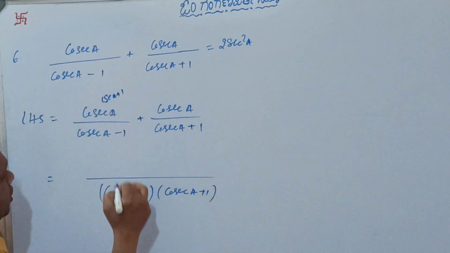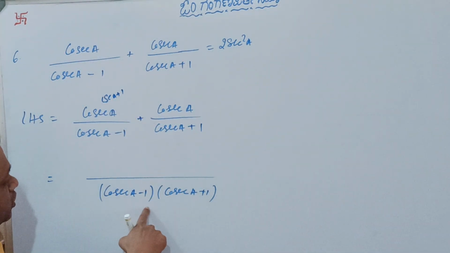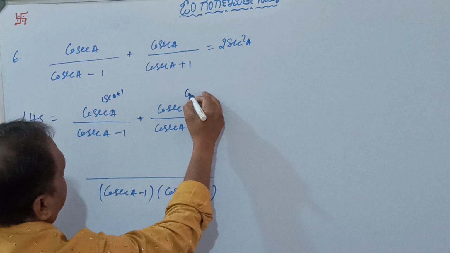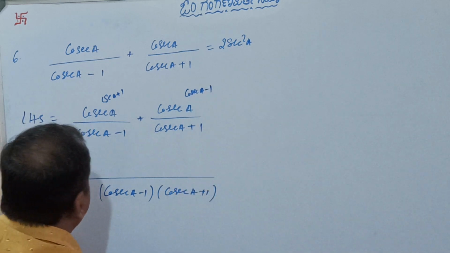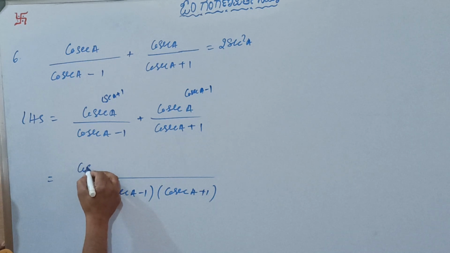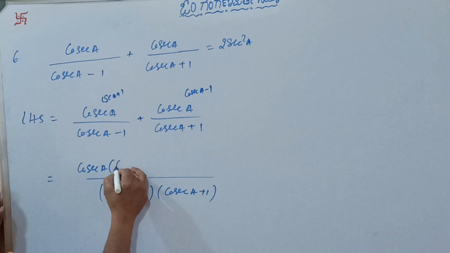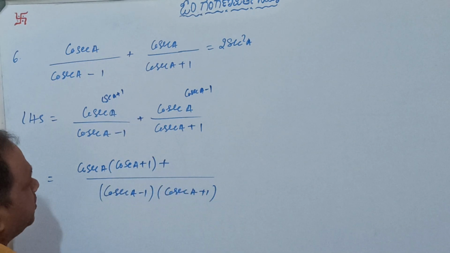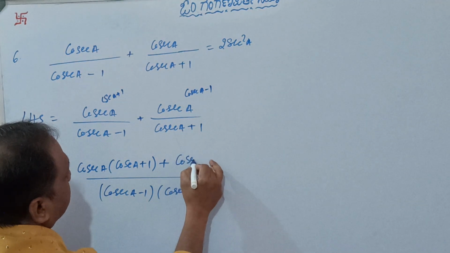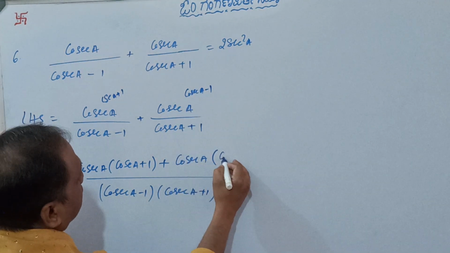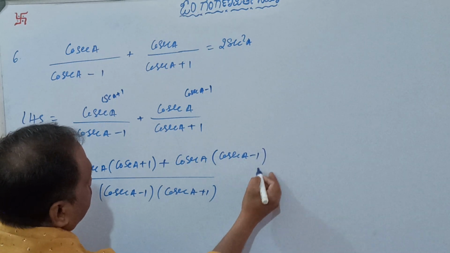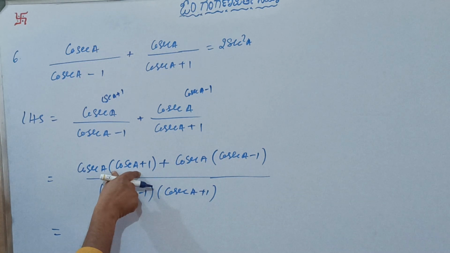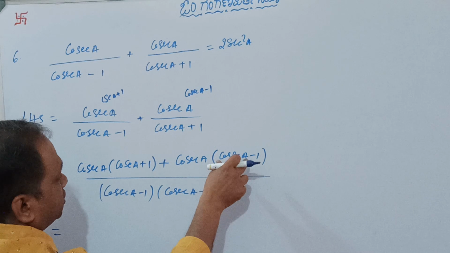Cosec A plus 1. Here if you divide the LCM by cosec A plus 1, the plus gets cancelled, and cosec A minus 1 remains here. We have to multiply this one. That is cosec A into bracket cosec A plus 1, plus cosec A into bracket cosec A minus 1. So I will multiply cosec A with this bracket, and again cosec A with this bracket.